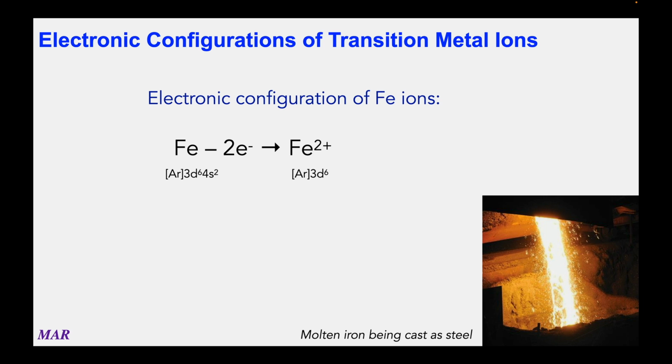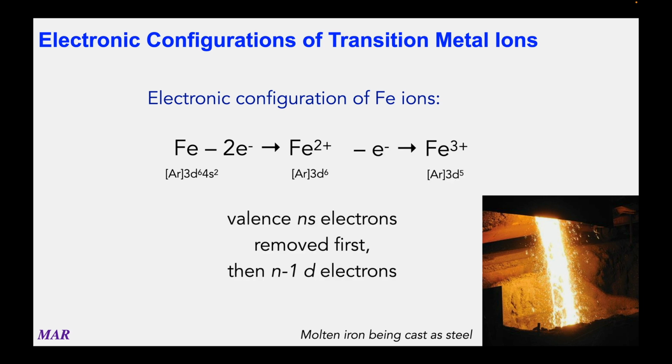So iron, neutral iron, is argon 3d6 4s2. It's one element to the left of cobalt, so it has one less d electron. Anyway, iron 2+ is pretty readily made. That takes away 2 electrons. And again, the highest n electrons come out first. The 4 is higher than 3, so the 4s electrons are out. Iron 2+, argon 3d6. On the other hand, iron 3+ is also really common. So if you take another electron away, now it's going to come out of the 3d set. So iron 3+ has a 3d5 in it right there.